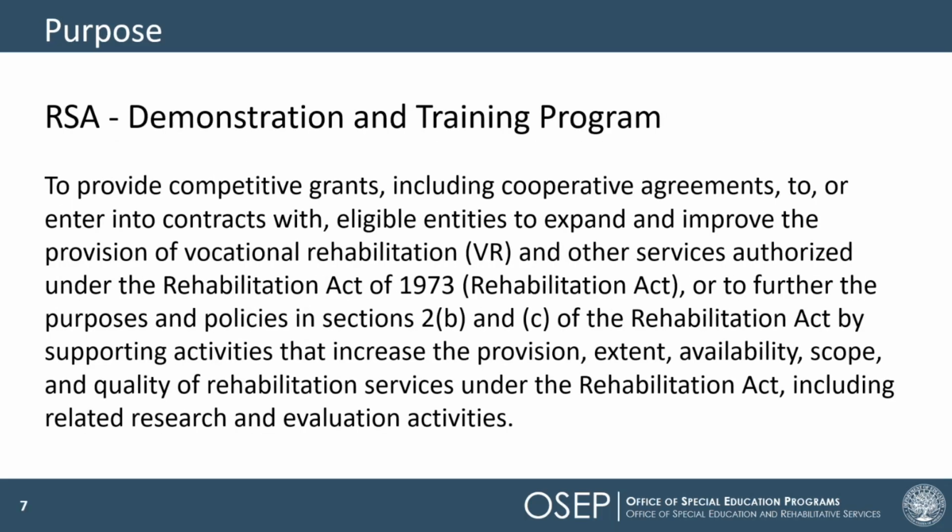Slide 7. The purpose of the RSA Demonstration and Training Program is to provide competitive grants, including cooperative agreements, to or enter into contracts with eligible entities to expand and improve the provision of vocational rehabilitation and other services authorized under the Rehabilitation Act of 1973, or to further the purposes and policies in sections 2(b) and (c) of the Rehabilitation Act by supporting activities that increase the provision, extent, availability, scope, and quality of rehabilitation services under the Rehabilitation Act, including related research and evaluation activities.